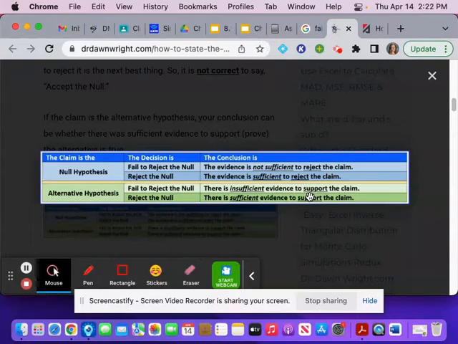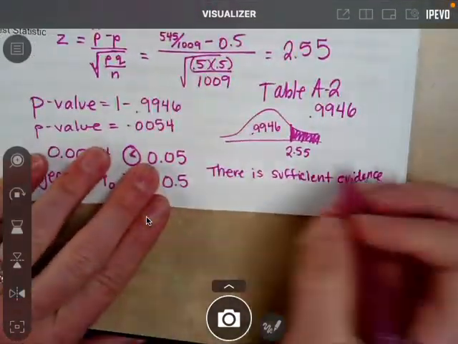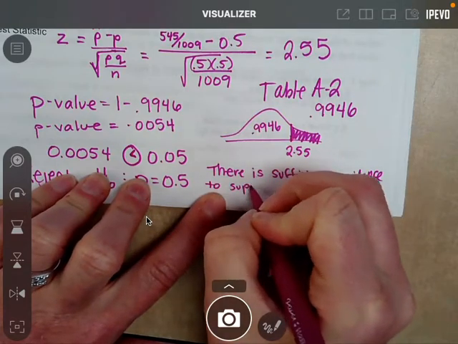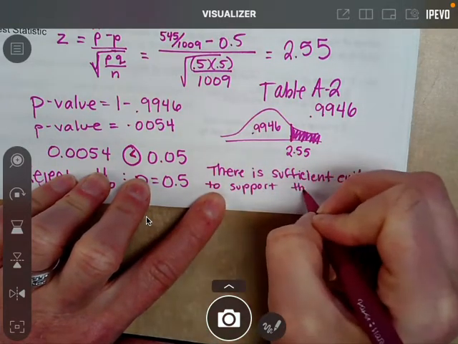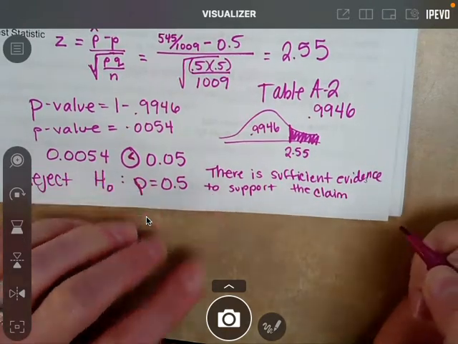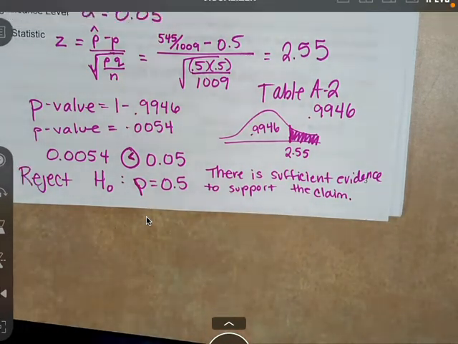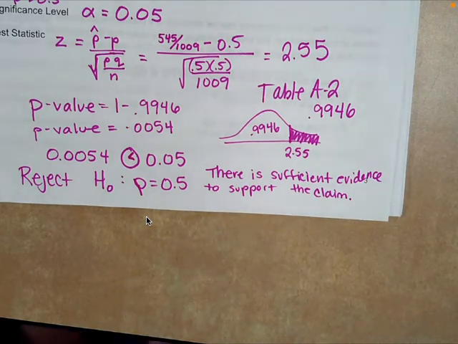There is, and I'll switch it over to mine in a second, sufficient evidence to support the claim. And what was the claim? That a majority of people are uncomfortable with drone deliveries. So I'm not going to write that out, but that's what it means. You just refer back to the claim.